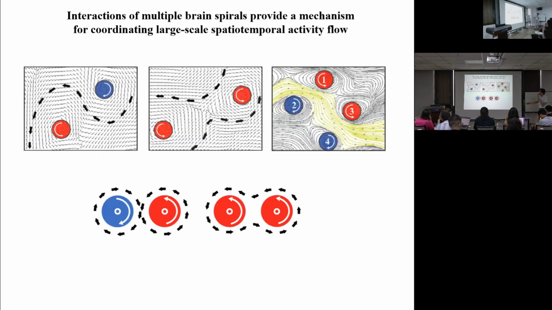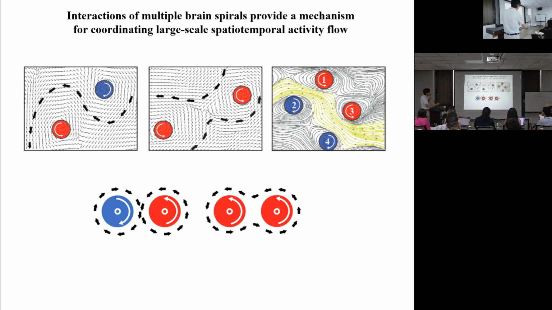Here we have a clockwise spiral and an anti-clockwise spiral. They interact, and as I said, these interactions could be extremely important for organizing the flow of activity. Because of these interactions, activity can be guided through their interaction zone. This interaction can be interpreted as a sort of gate, encouraging the activity to flow through that zone.